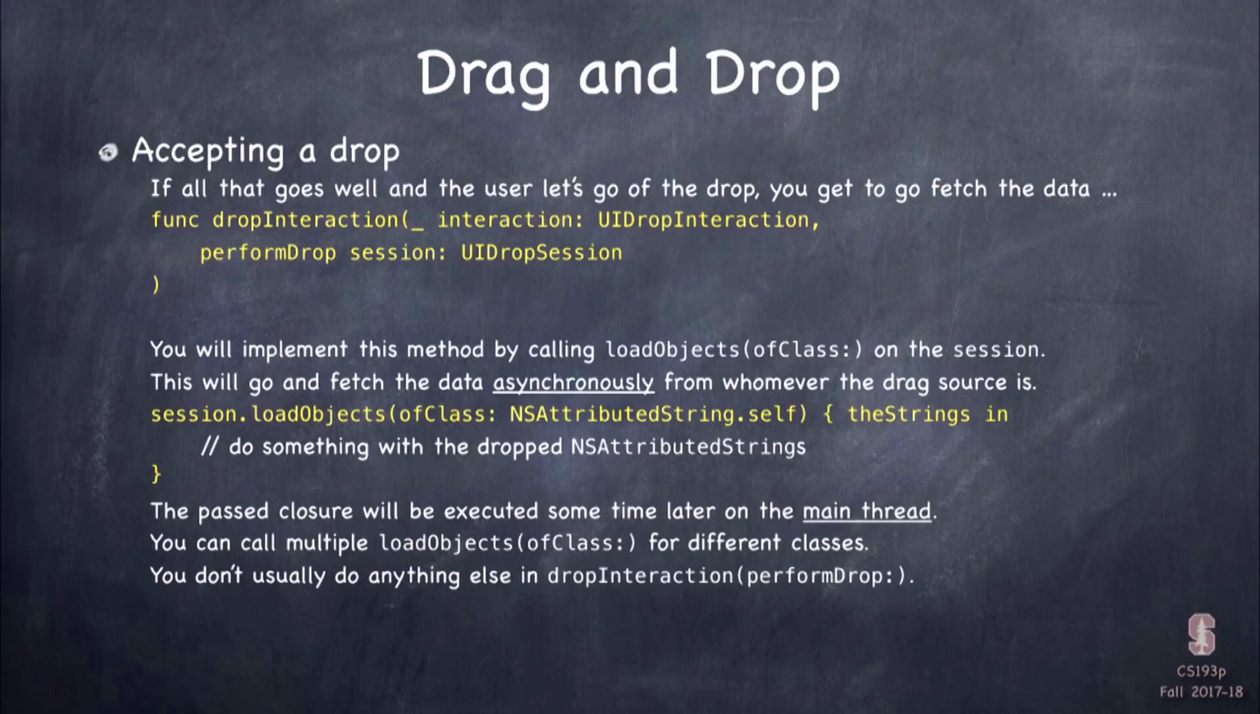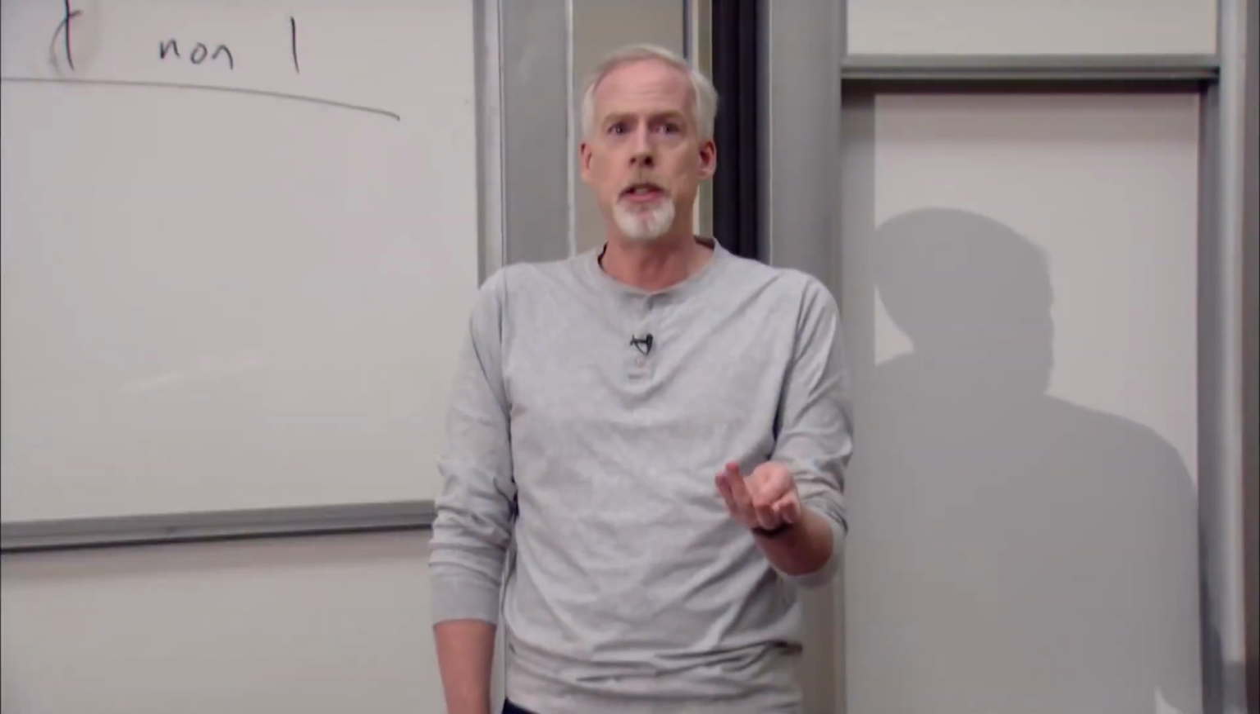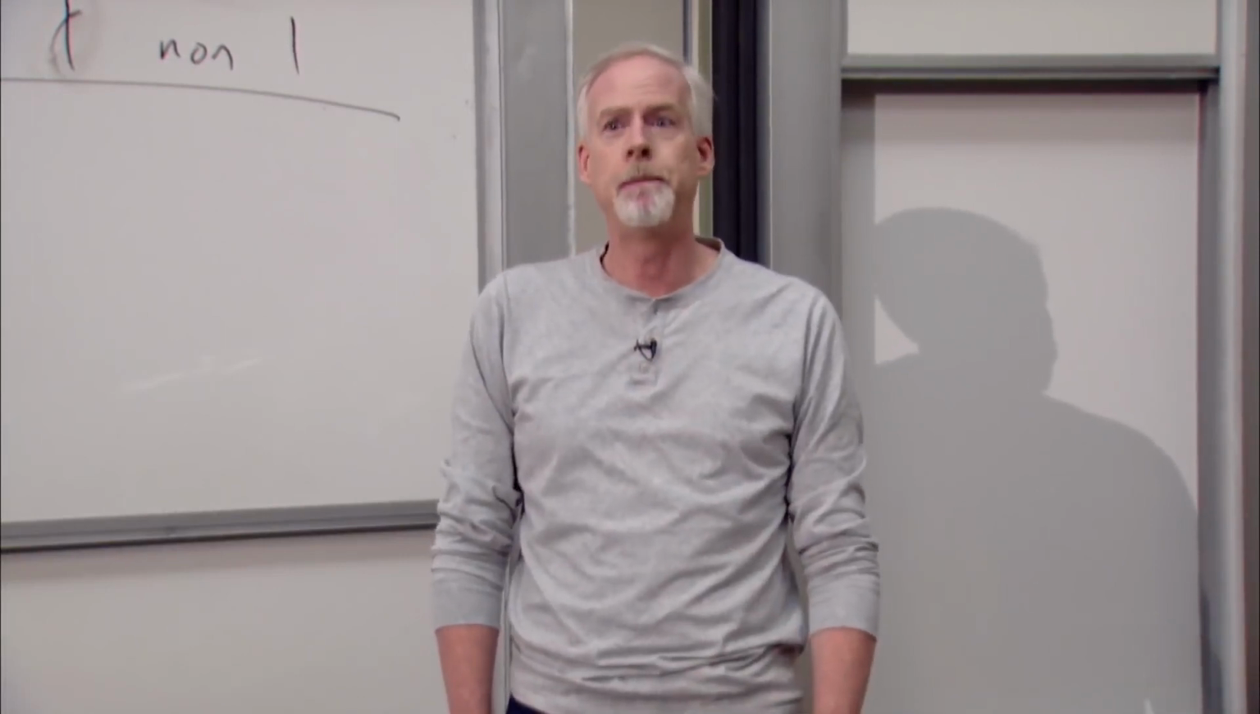And you can do load objects of class multiple different classes in the same drop. We're going to do that in the demo, for example. We're only going to accept drags that are of images, but that also have a URL for the image. So we're looking for two pieces of data in the same drag, a URL and an image, and we will be doing load objects of class both of URL and of the UI image. Perfectly legal. Okay, they'll both be happening asynchronously. You don't know which one's going to finish first, but you've got to write your code so it doesn't matter. But that's all you need to do. And that's all you usually do in perform drop, or you're not really going to do much else, is just get that data start coming your way.